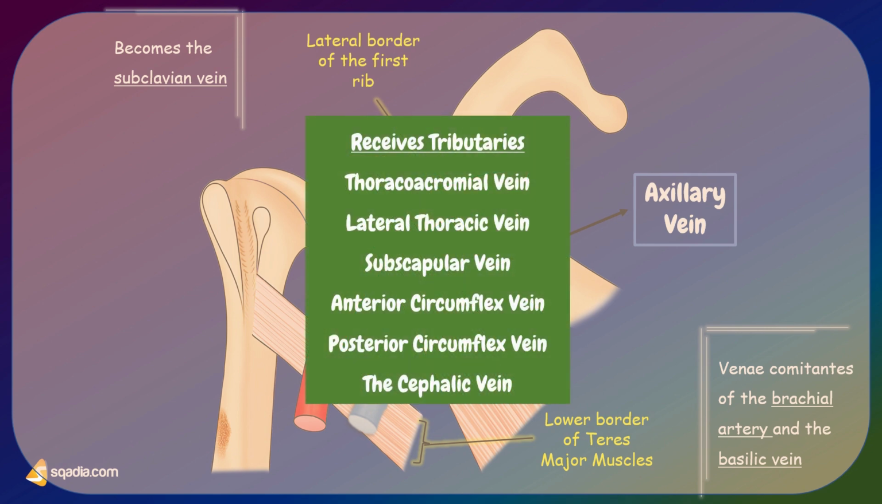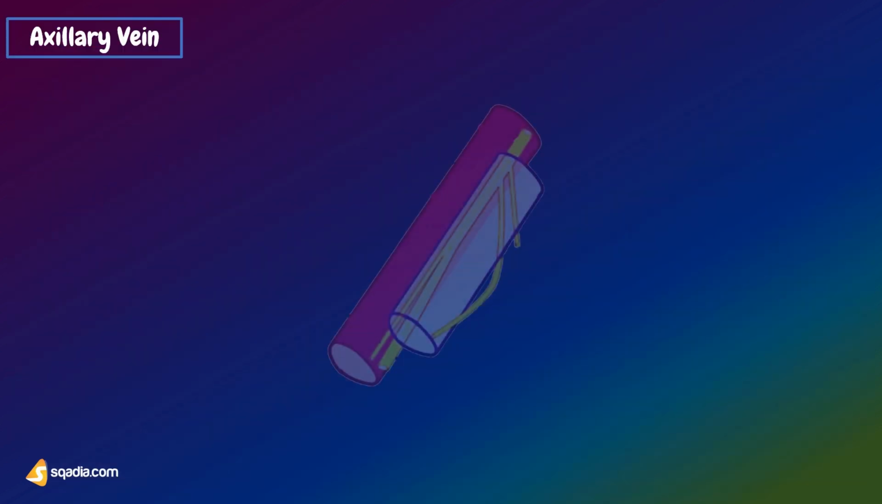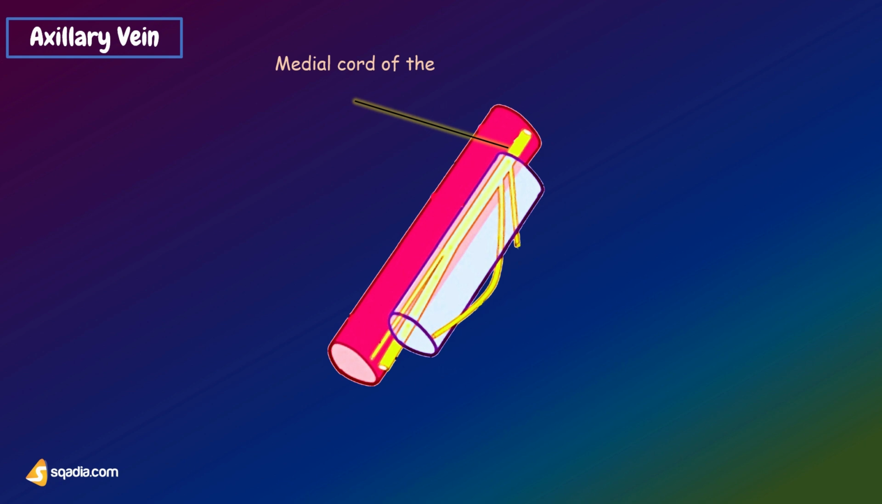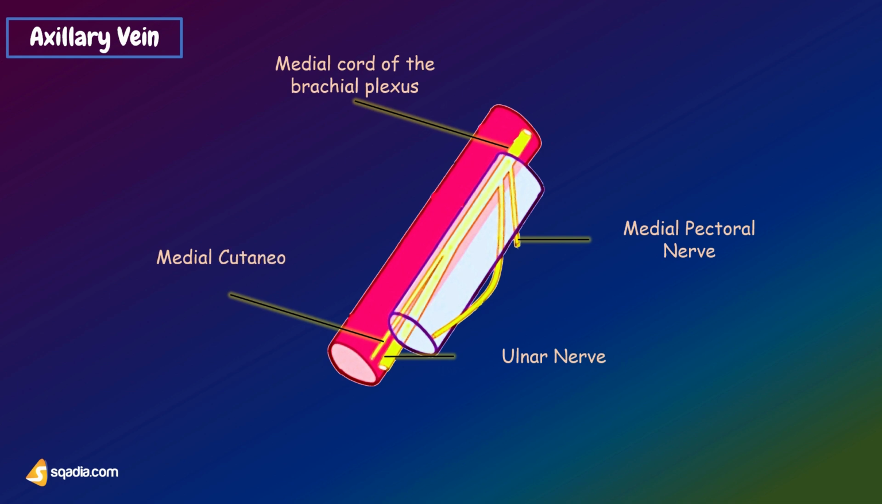The deoxygenated blood from the axilla, upper limb and thorax passes through this vein before it reaches the heart. The vein lies medial to the axillary artery. The following structures intervene between the artery and vein: medial cord of the brachial plexus, medial pectoral nerve, ulnar nerve, medial cutaneous nerve of the forearm. The medial cutaneous nerve of the arm is medial to the axillary vein.